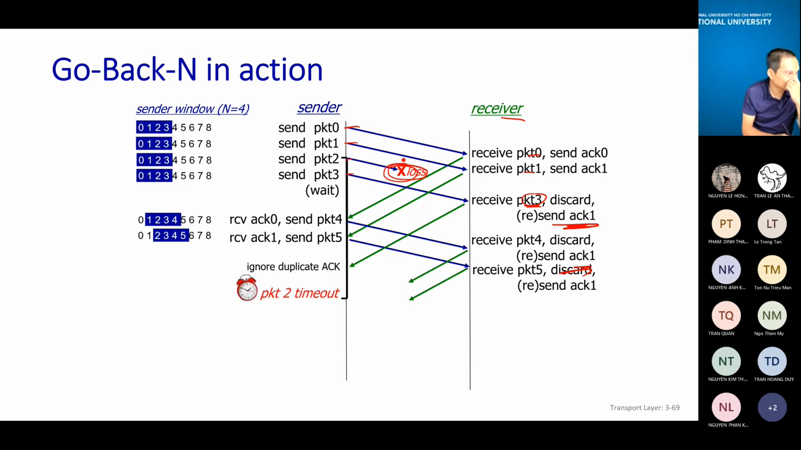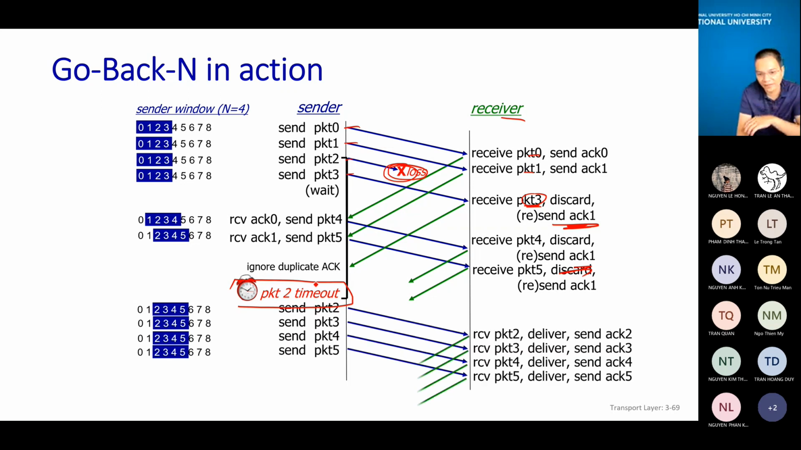Now packet 2 times out. So what will it send out? Can you guess? It will send out 2, 3, 4, 5 at the same time. So this is Go-Back-N.